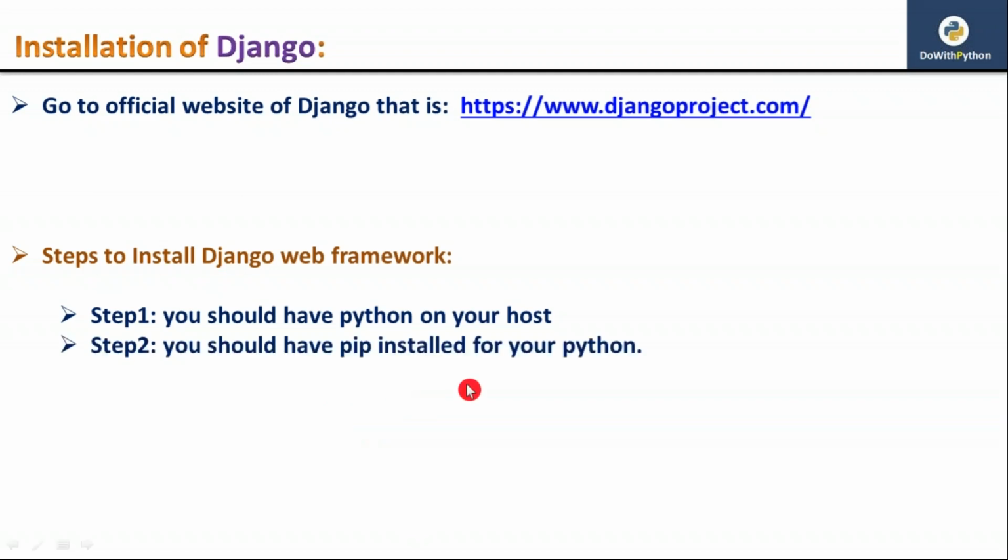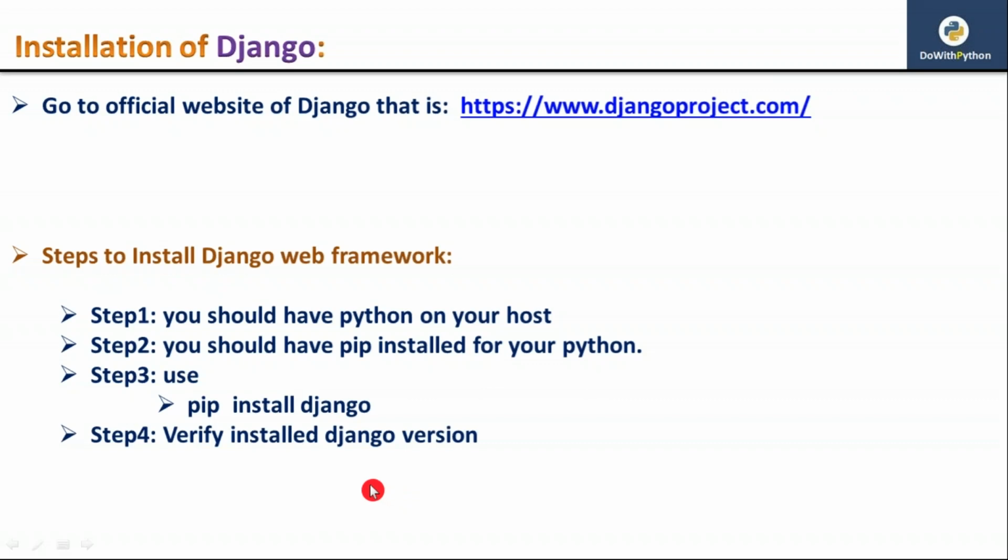Then you should have pip installed for your Python. If it is the Windows operating system, by default you will get pip. Then use pip install Django, so that it will install the latest version of Django. Otherwise, if you want a particular version, just write double equal and the version, suppose 2.0.6 or 2.0.2, whatever it may be. That's it. Then you can verify your installed Django version in the Python shell, or you can also write a simple program through which you can verify the installed Django version.